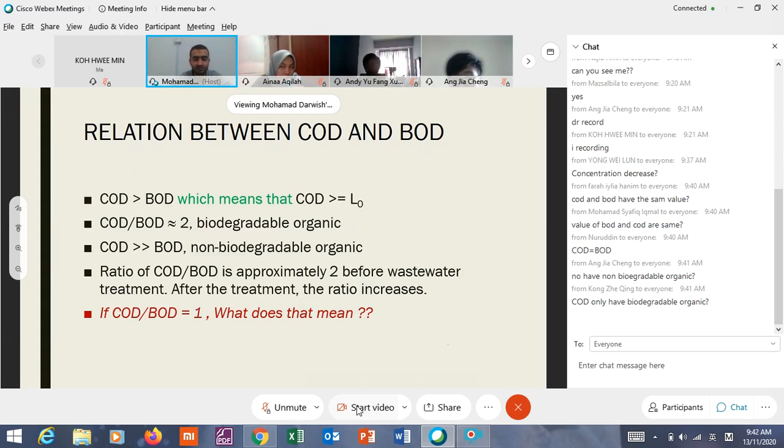All of it is biodegradable. For example, if BOD is 50 and COD is also 50, all is biodegradable. There's no non-biodegradable. If BOD is 100 and COD is also 100, the whole organic compounds are biodegradable. But of course, this is an ideal case. It's not practical, but at least we understand the concept.